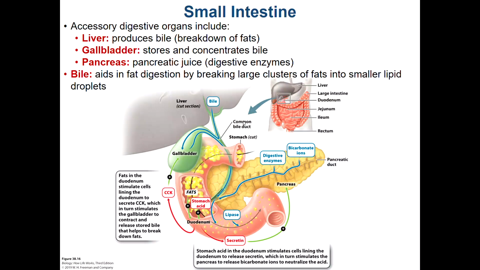The small intestine is associated with accessory digestive organs, and these include the liver, which produces bile, which helps to break down fats, the gallbladder, which stores and concentrates bile, and the pancreas, which makes pancreatic juice, which contains digestive enzymes. And bile aids in fat digestion by breaking large clusters of fats into smaller lipid droplets.